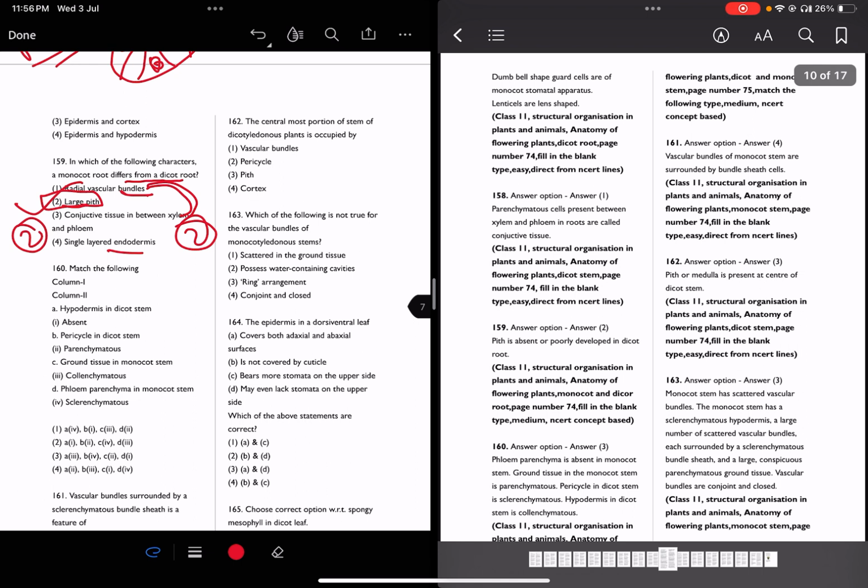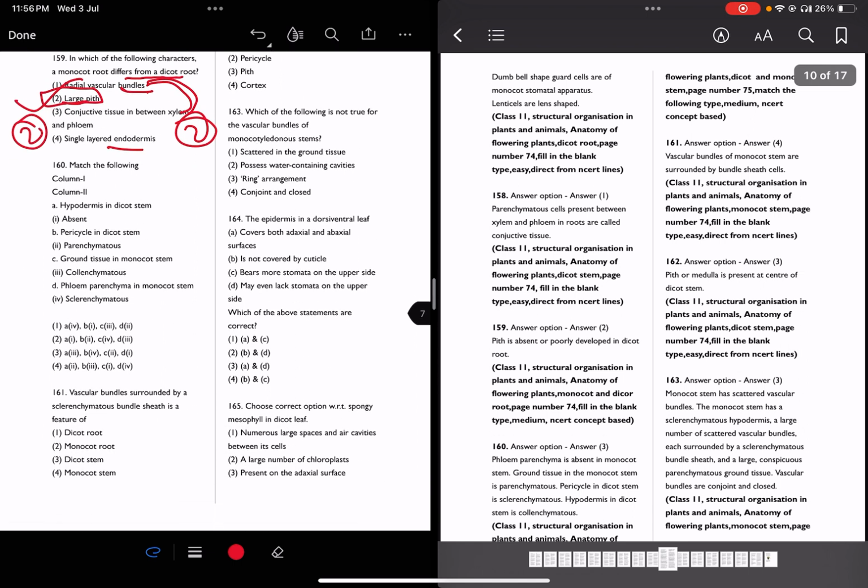Next, match the column. Here is a match-the-column type question. There are two columns. Column 1 has A, B, C, D, and column 2 has 1, 2, 3 and 4. First read column 1. A is hypodermis in dicot stem, then pericycle in dicot stem, then ground tissue in monocot stem, then phloem parenchyma in monocot stem. So hypodermis in dicot stem means, which structure is it: parenchymatous, collenchymatous or sclerenchymatous?